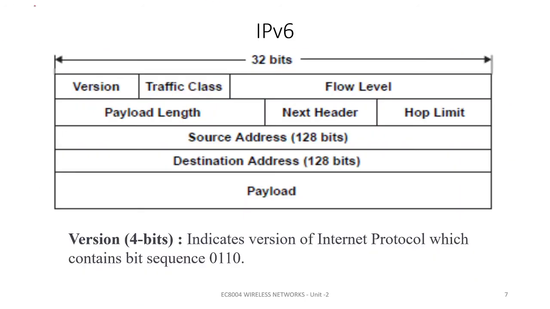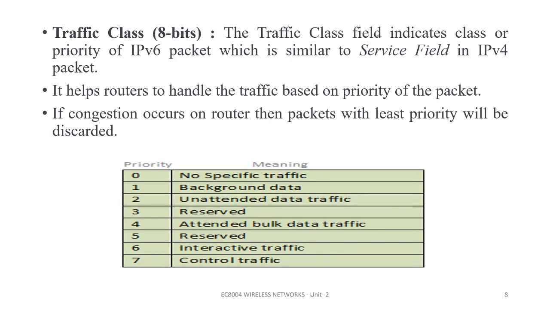Again, in IPv6, if you look at the header, the fields necessary are: first the version, then traffic class, flow label, payload length, next header, and hop limit. We'll see them in detail. Version is 4 bits. It tells which version it is, indicating the version of Internet Protocol as a bit sequence. This is IPv6, so it is 0110.